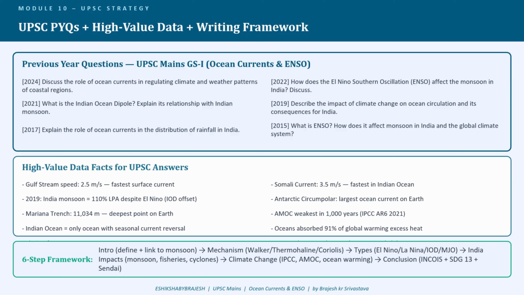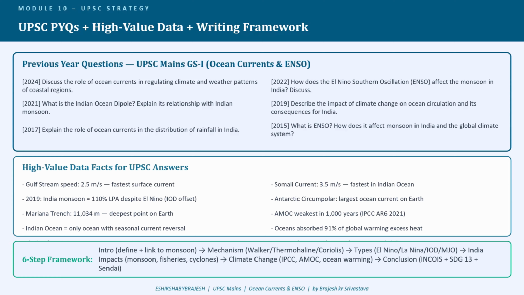Define IOD plus IOD and minus IOD. Explain mechanism. Give the 2019 case study. Explain how IOD modulates ENSO impact on India. 2017. Explain the role of ocean currents in the distribution of rainfall in India. Focus on warm currents bringing moisture to India's coasts, cold currents creating aridity, and ENSO/IOD controlling interannual variation.